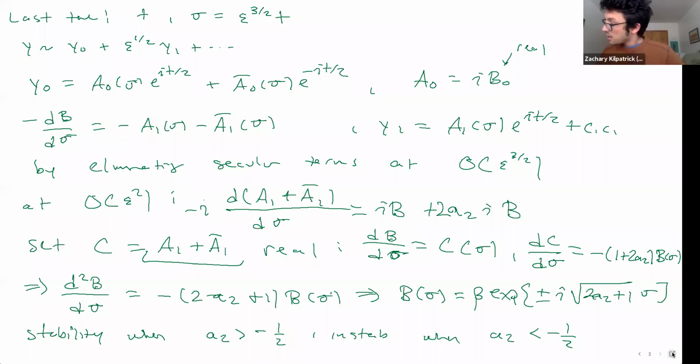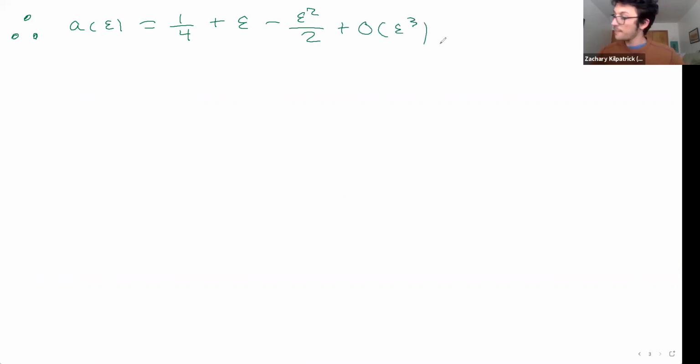Okay. So now we finally have our critical stability boundary, A of epsilon up to second order: 1/4 plus epsilon minus epsilon squared over 2 plus order epsilon cubed, as epsilon goes to 0. So we can draw this now. It'll look something like this.